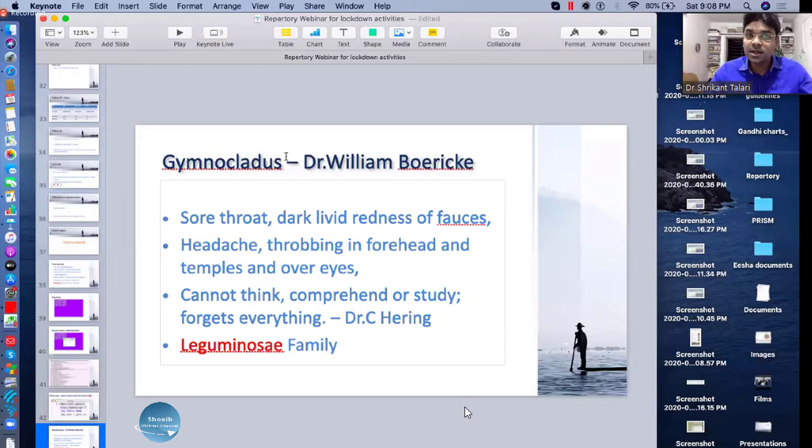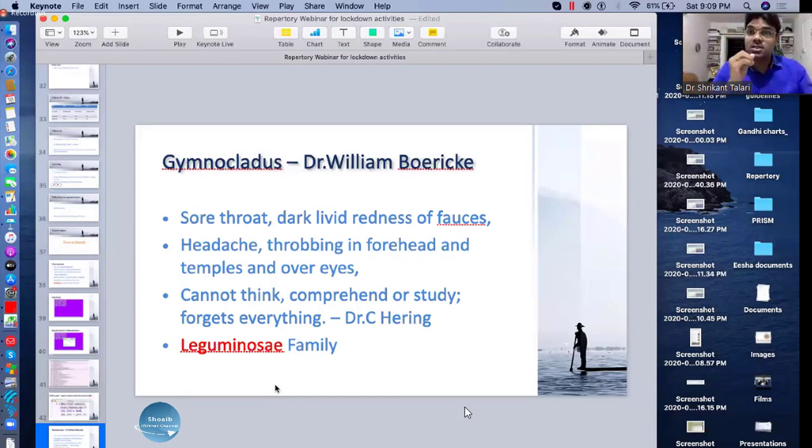Then I search from the repertory and I look at which family gymnocladus belongs to, and I understand that it belongs to the Leguminosae family. And we all know Leguminosae family, the main sensation is scattered, not being in one continuous unity. So all symptoms are scattered here and there. Like that, all my thoughts, all the things that I memorized are scattered. I cannot form them into one continuous unit, one uniform unit.